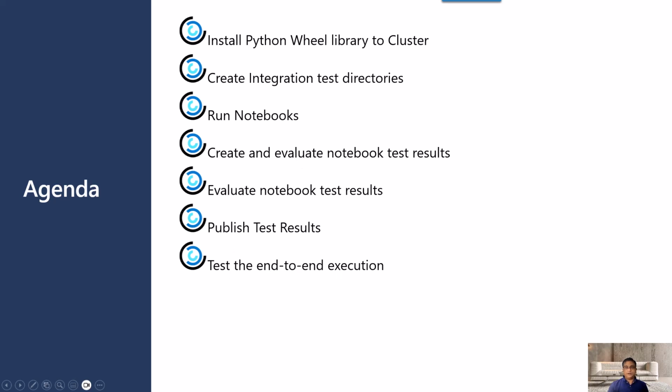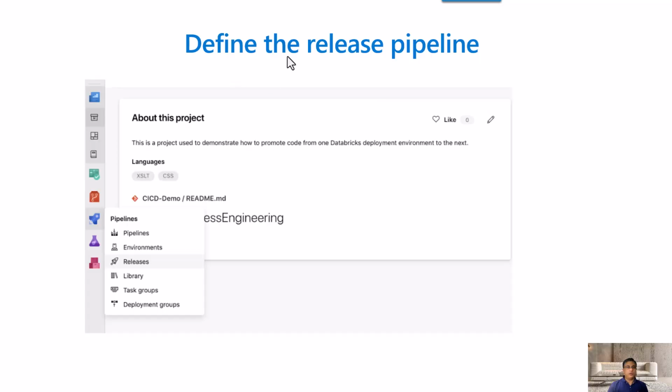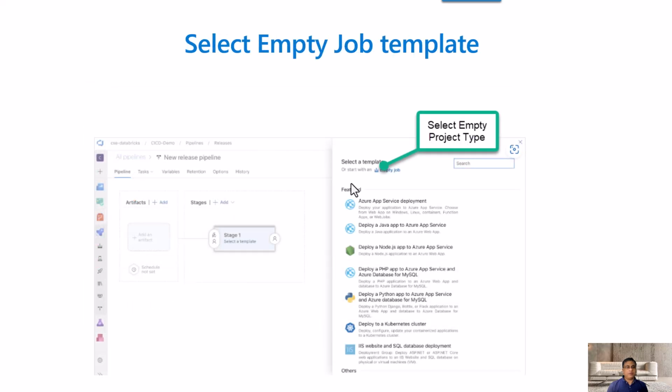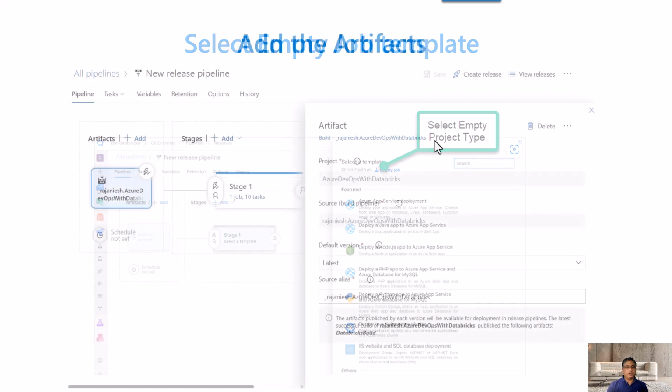So let's get started. The first and foremost step is to define the release pipeline. For the release pipeline, we need to go to Pipelines, select Releases, and create a release pipeline. Once it is created, it asks which project type you want to use. In our case, we are going to use the empty project type, because we want to configure this from scratch.